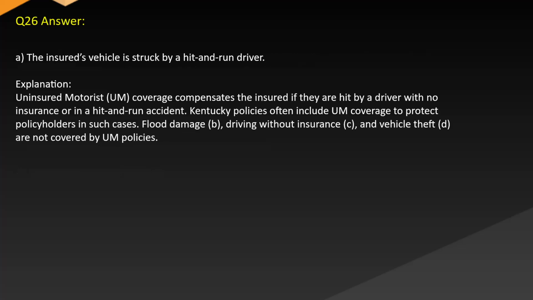Answer A. The insured's vehicle is struck by a hit-and-run driver. Explanation. Uninsured motorist coverage compensates the insured if they are hit by a driver with no insurance or in a hit-and-run accident. Kentucky policies often include coverage to protect policyholders in such cases. Flood damage (B), driving without insurance (C), and vehicle theft (D) are not covered by this coverage.